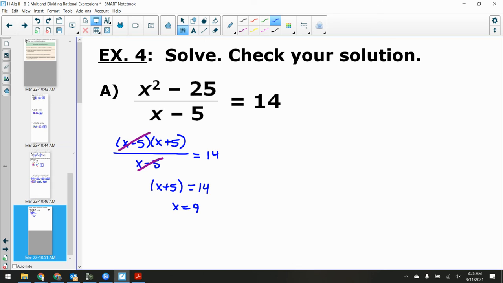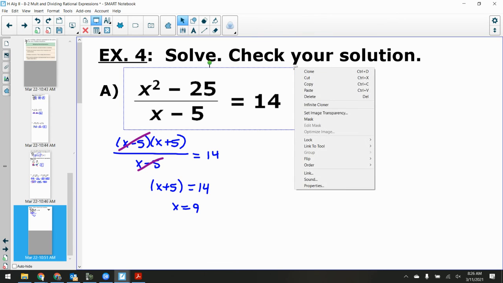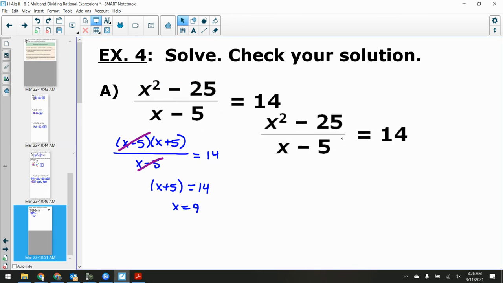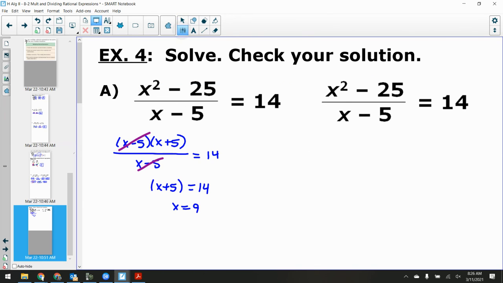Now, it says to check your answer. And the reason being is there could be a scenario where your answer may not exist. Let me say this. Let me clone this same problem. Yeah, I say it like a robot. Clone. If this same problem had not been equal to 14, but 10.